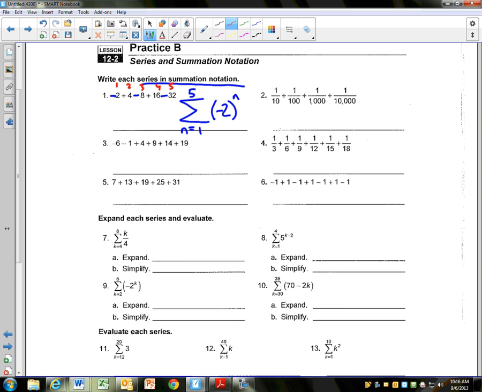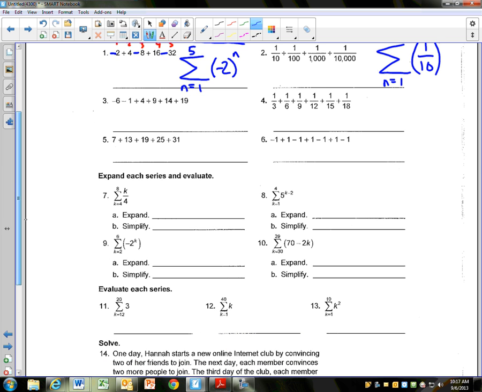Let's do a couple more together. Okay. So, summation. What goes on the bottom in this case? N equals 1. What will go on the top? 4. There are four terms. Does anybody see exactly what the rule is? Good. 1 over 10 to the n. Let's try number 3. Sum, what goes on the bottom? What goes on top? 6. Now, how about a rule?